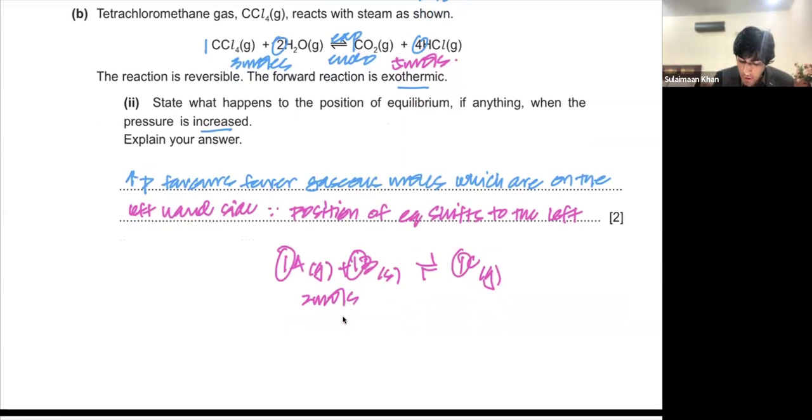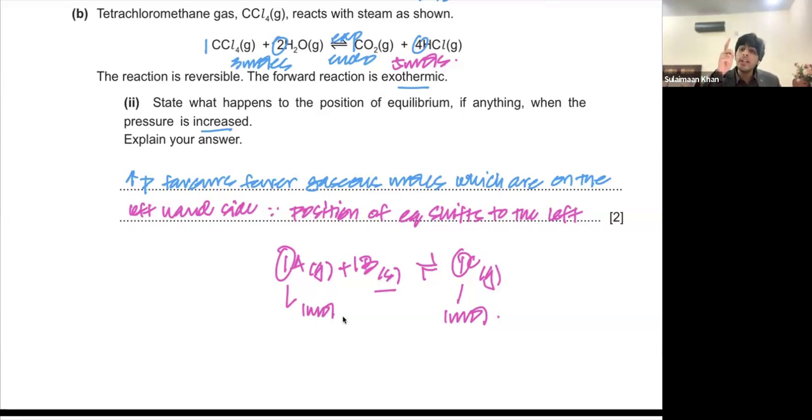Oh, you dumbo! This is not a gas. This is a solid. B is a solid. So you have 1 mole of gas on the left and 1 mole of gas on the right. So you're going to tell the examiner, hey, increase in pressure favors fewer gaseous moles, but you dumb examiner, there are equal moles of gas on both hand sides. Therefore, there's going to be no effect on the position of equilibrium. That's it. You tell the examiner there's no effect.